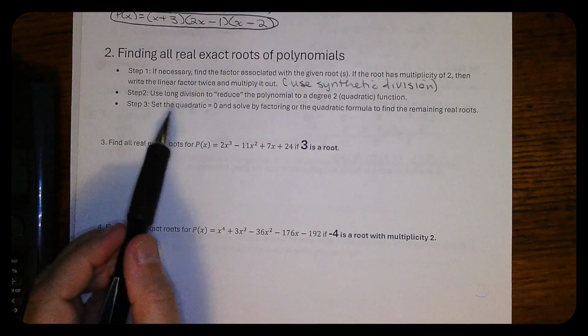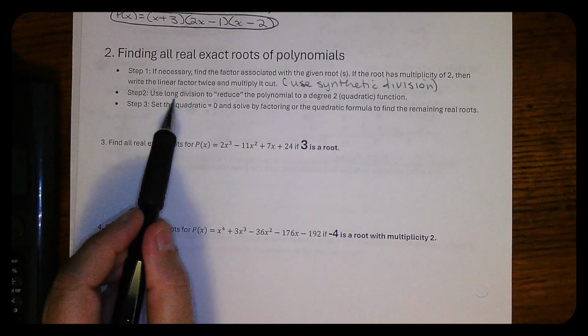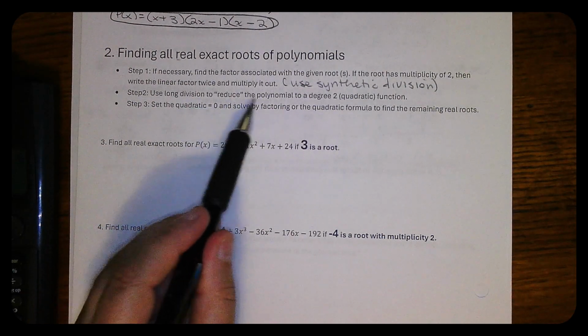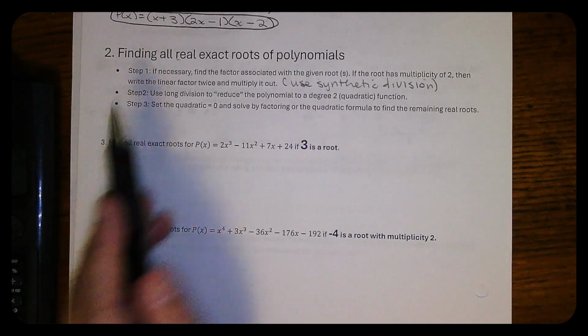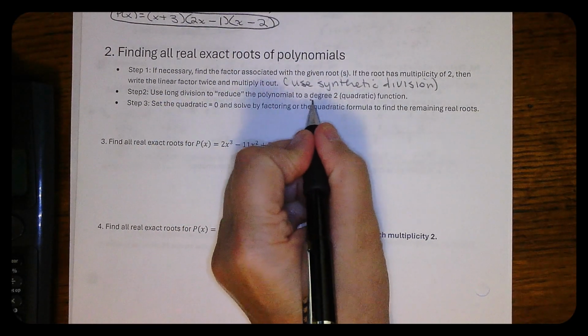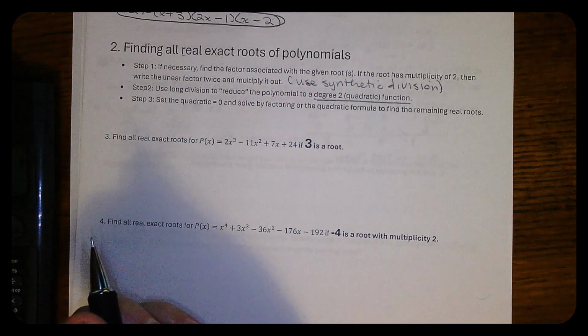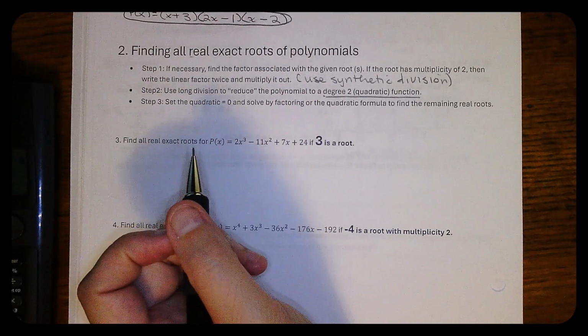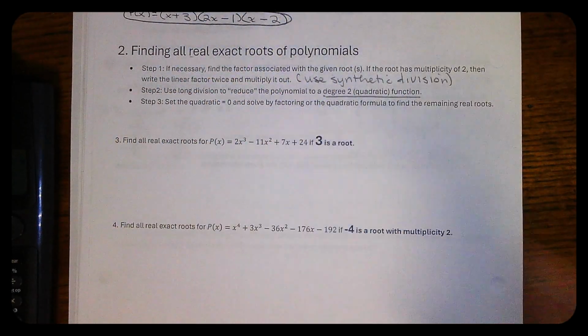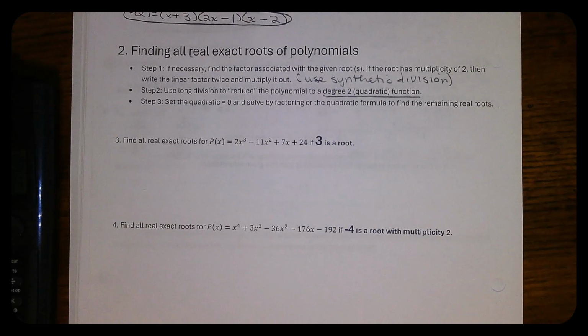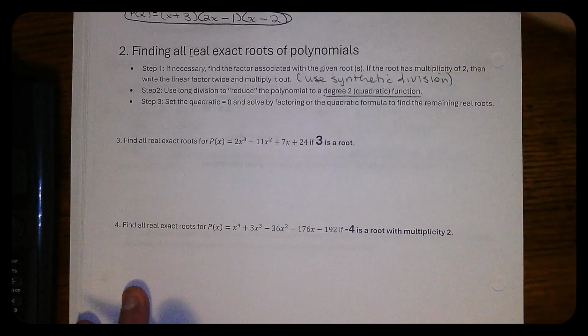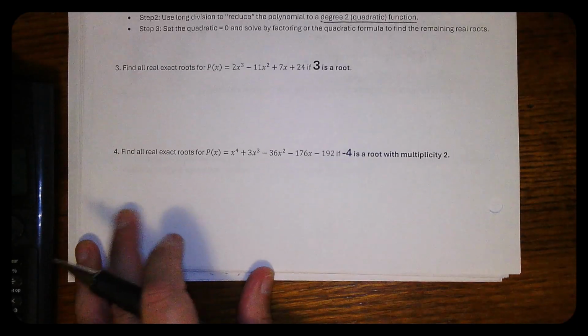All right. Step 2, use long division or synthetic division to reduce the polynomial to degree 2. Once you get a degree 2, that's important. We have the nice quadratic formula. So you want to try to reduce it to 2 if you can. Once you get it reduced to 2, then you're in good shape. All right, so here's what the example would look like.